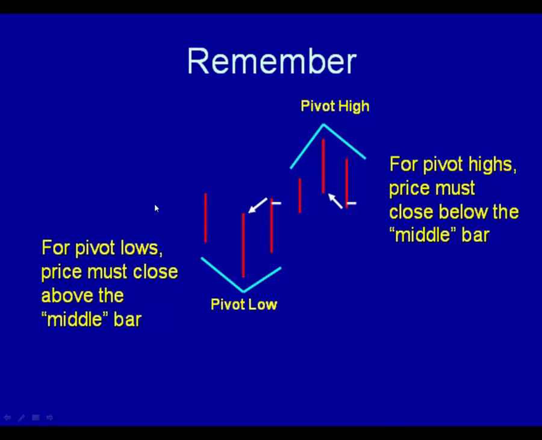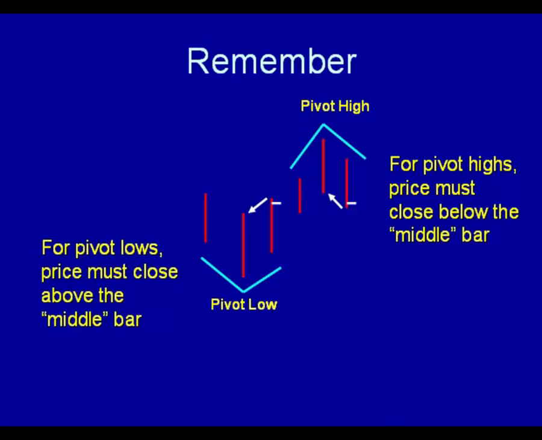So again, just remember, for pivot lows, the price must close above the middle bar. Now again, when you're looking at tick charts, it's going to be very difficult on a 750 tick to start looking at, did this bar close above that level, or did that bar close below that level? It's going to be very difficult for you to determine that on a 750 tick. And I don't expect you to, and I actually don't want you to.